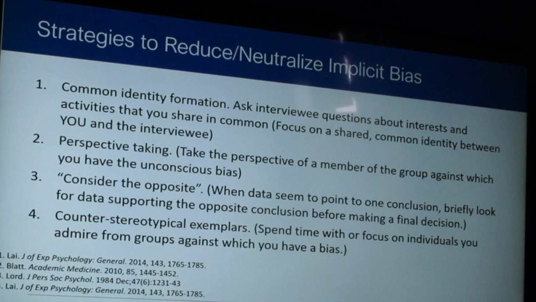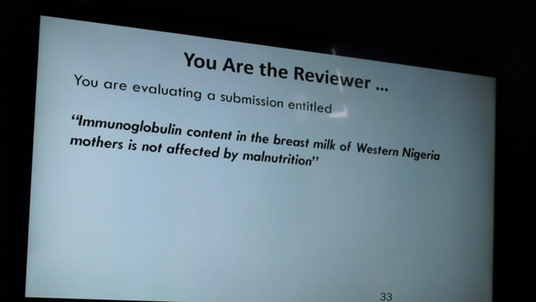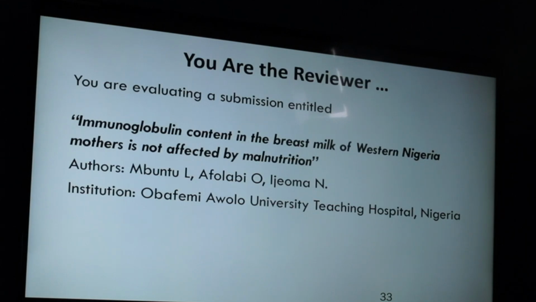I'd like to finish up now with some brief exercises or case studies and how we can use some of these strategies to reduce the impact of our implicit biases. For the first case, I want you to imagine that you are the reviewer for a scientific journal and a title of an article has been submitted to you. So the title is this: immunoglobulin content in the breast milk of Western Nigerian mothers is not affected by malnutrition. And so, again, just think what you want to do.